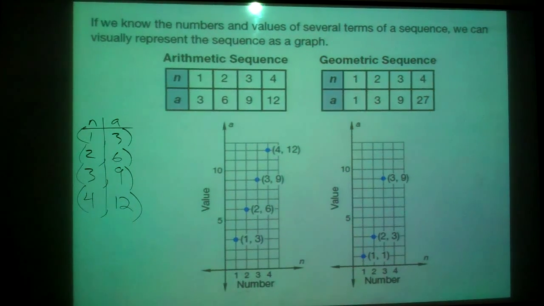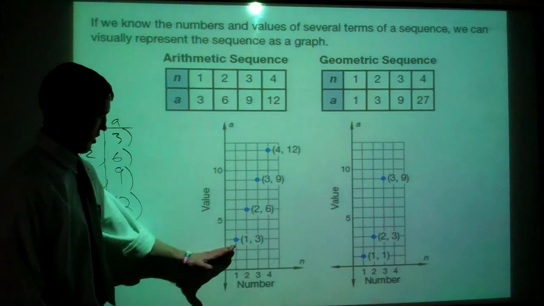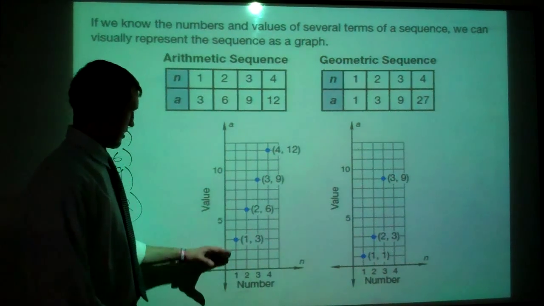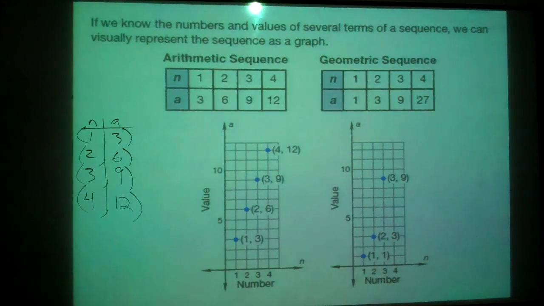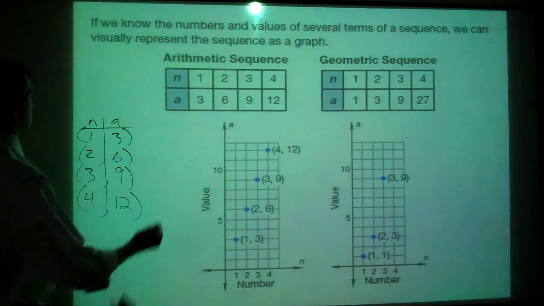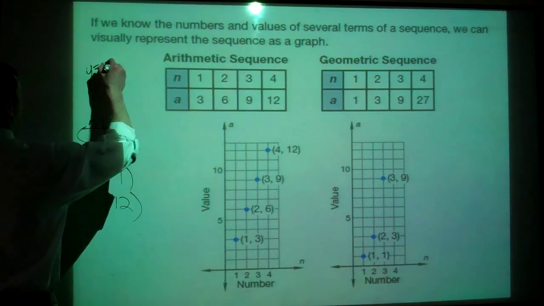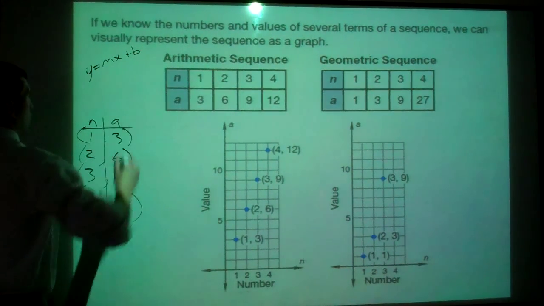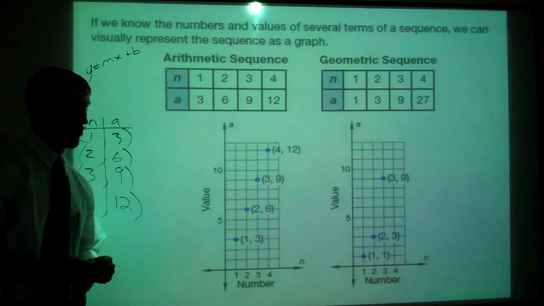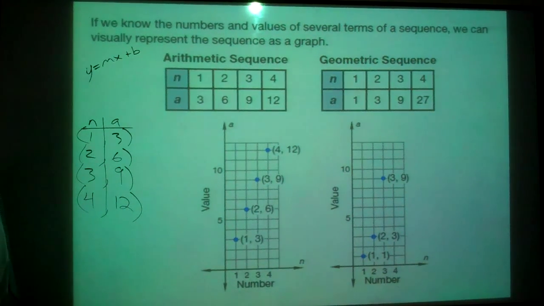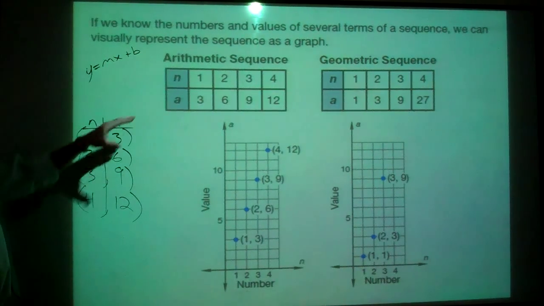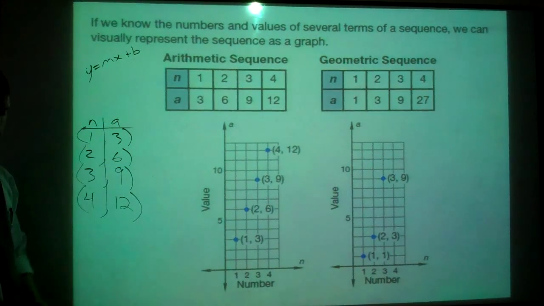For this one, we go over 1 up 3, over 1 up 3, next one over 2 up 6, over 2 up 6. And what we're finding out with the arithmetic sequence is that it follows a straight line pattern. These arithmetic sequences directly relate to what we were talking about a couple days ago, y equals mx plus b, or that slope-intercept formula. So just realize that with arithmetic sequences, we're going to have a straight line.